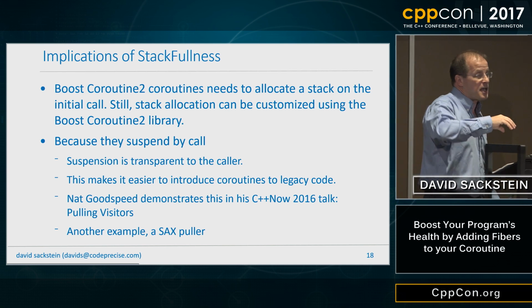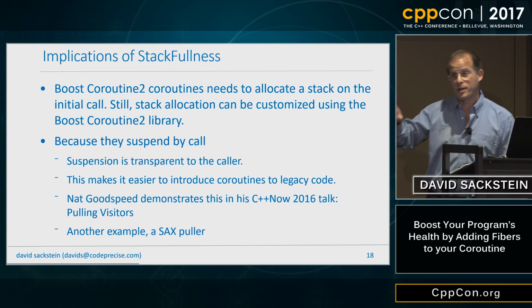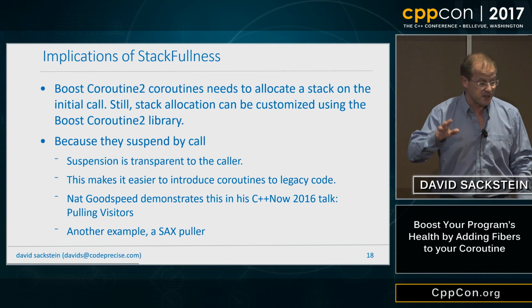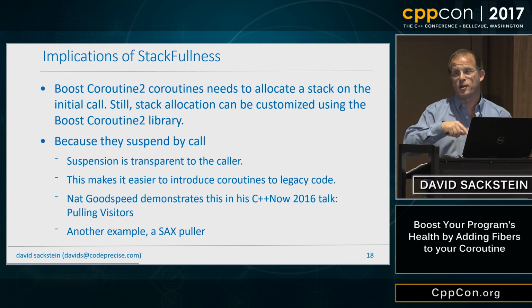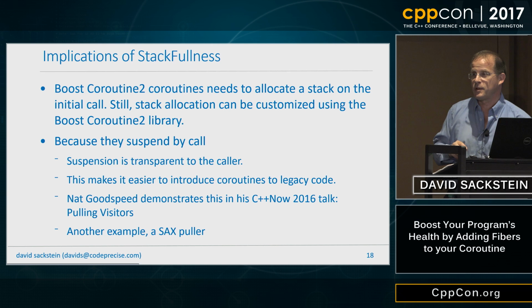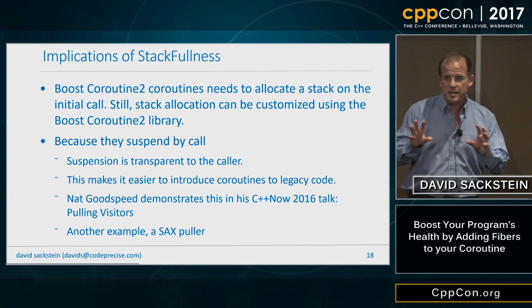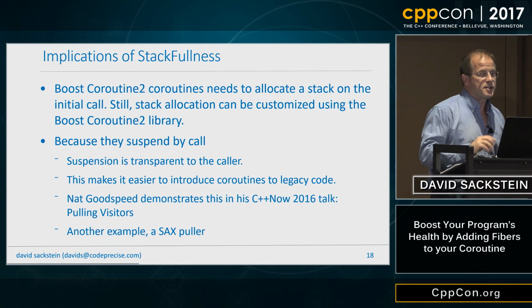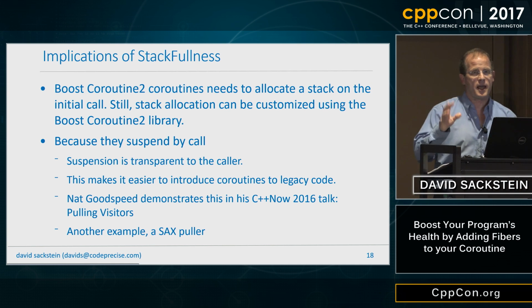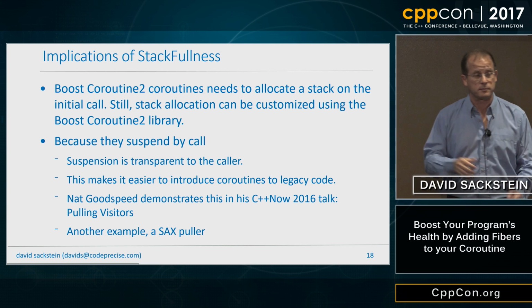Now, Nat Goodspeed has two examples for this. One example he provides in his C++Now 2016 talk called Pulling Visitors. Another example is in the Boost Coroutine library documentation, which I will mention here. It's simpler to explain, but they are examples of a similar feature. So the example is parsing XML with the SAX API.